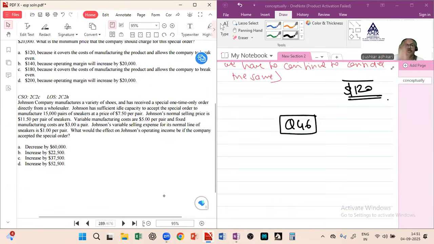So far, no. Johnson has sufficient idle capacity to accept the special order. It has to be there, otherwise the question will not be formed. That was a joke. Okay. So accept the special order to manufacture 15,000 sneakers at a price of 7.5 per pair.